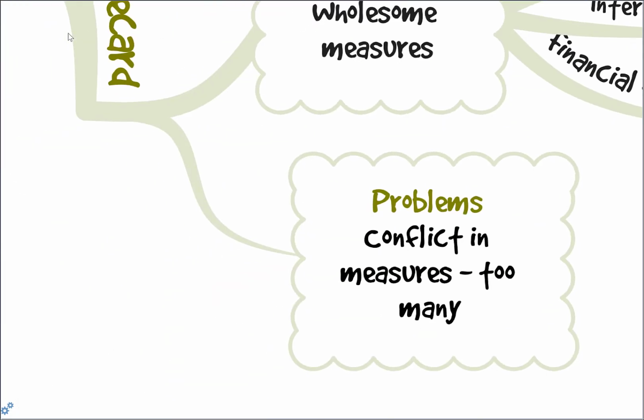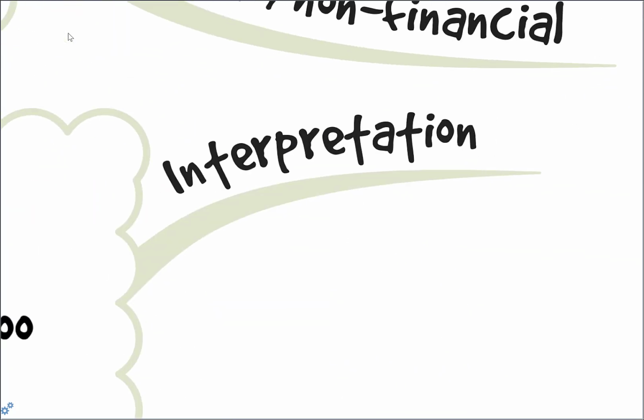Now, what about the problems that an organization faces when they apply the balanced scorecard model? Now, the first one that we can have here is conflict in measures. Because we are looking at four different perspectives, and within each perspective we have several KPIs, there may be too many KPIs that we are looking at. So the achievement of one KPI may actually conflict with other measures. So this is the issue when we have too many KPIs.